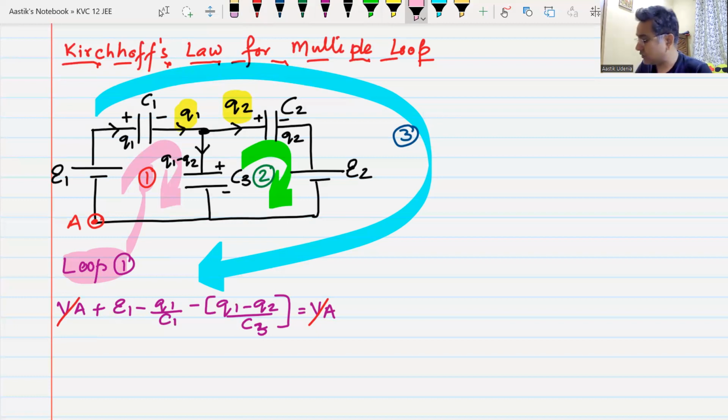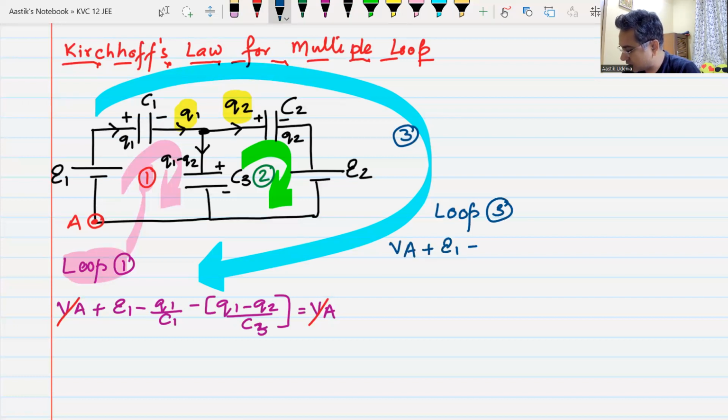What will be the equation for loop number three? I'm not making an equation for loop number two; I'd have to start from a different point and it just gets too complicated. One charge is coming positive, one is coming negative. So what is the equation in loop number three? VA plus E1 minus Q1 by C1, minus Q2 by C2, now I have to go in the upper loop, minus E2 equals VA.